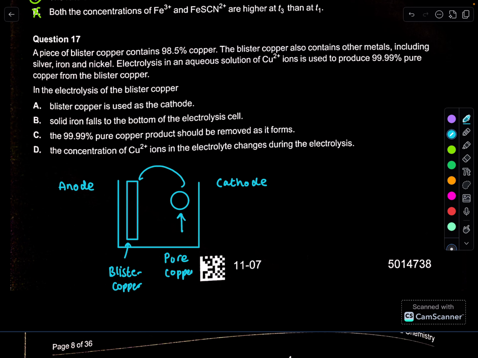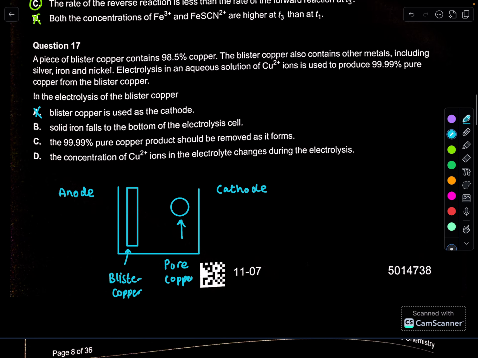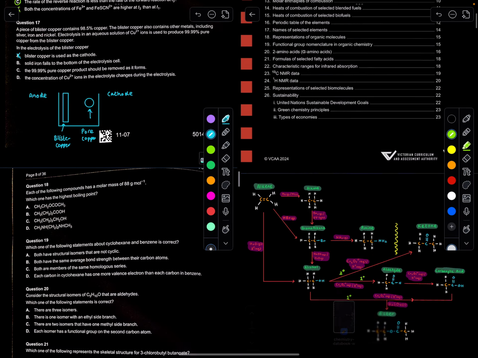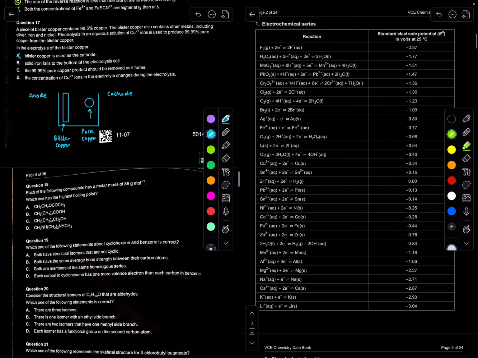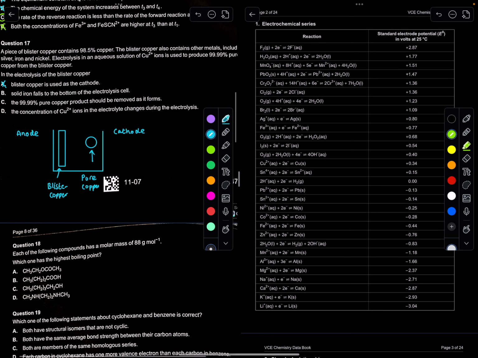So that has to be the cathode, and that's the anode. The blister copper is used as the cathode? Nope, it should be used at the anode. That's wrong. A solid iron falls to the bottom of the electrolysis cell. Well, to check that, what we're going to need to do is look at our electrochemical series and highlight what's happening here. So what did we have? We had copper solid, of course. Where's copper solid?